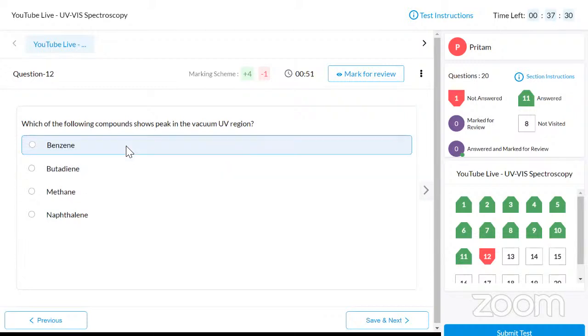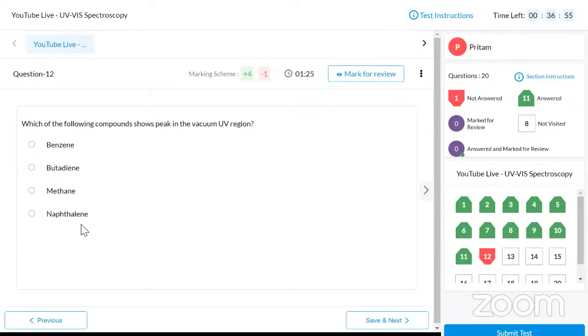Why? Because benzene has a higher wavelength, and it will not absorb in the vacuum region, but it will absorb in the UV region. Why? Because its lambda max, its wavelength of absorbance, is not that low. So among all these compounds, such as benzene, butadiene, naphthalene, these are all complex compounds. Benzene is a 6-membered ring, butadiene is also a diene, and naphthalene. These are all larger molecules compared to methane. So obviously they will show a larger lambda max value.